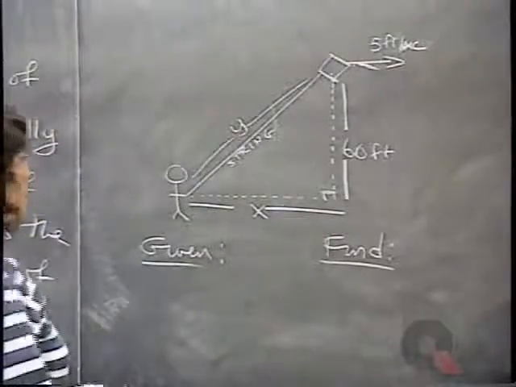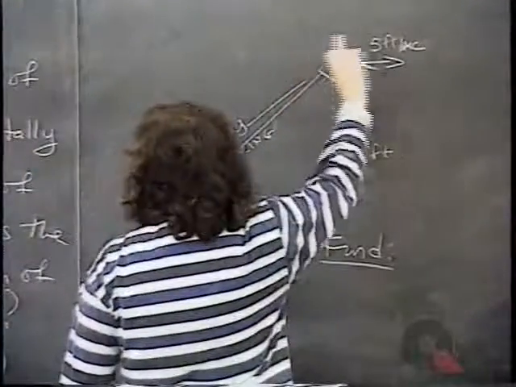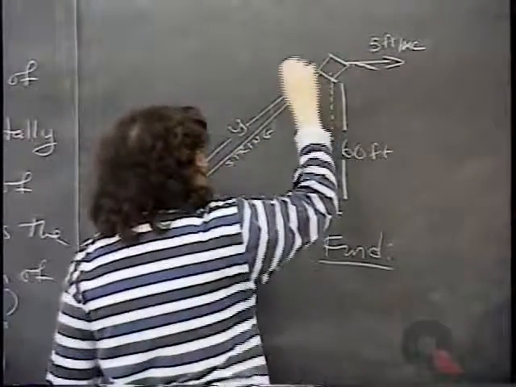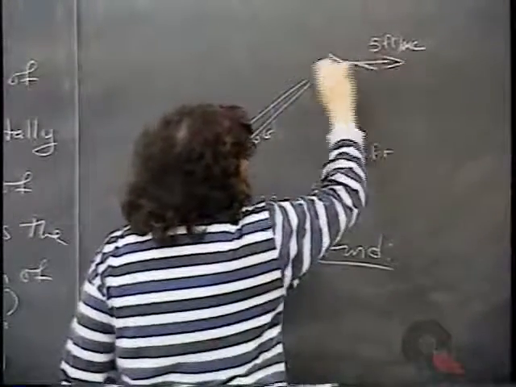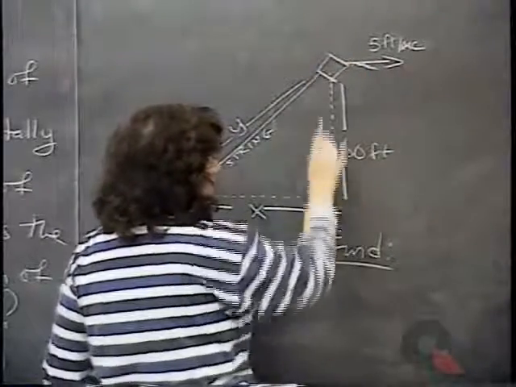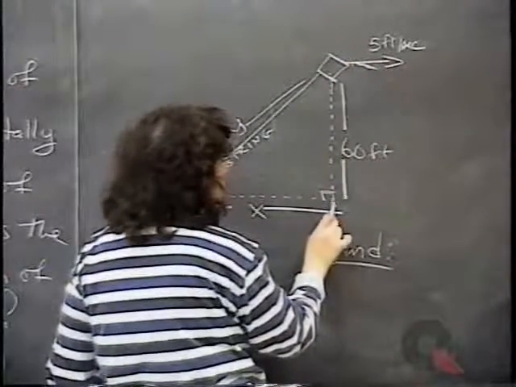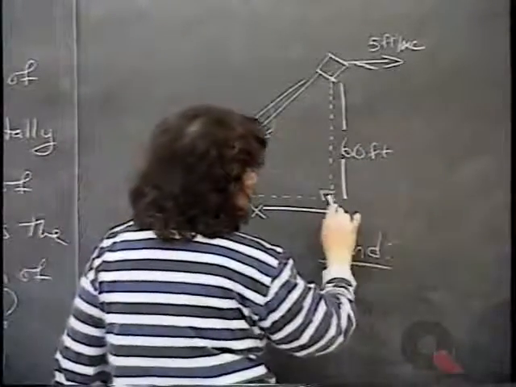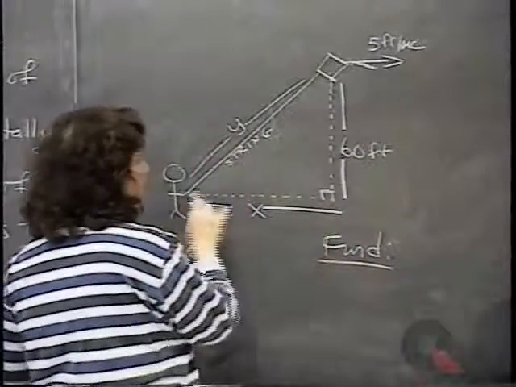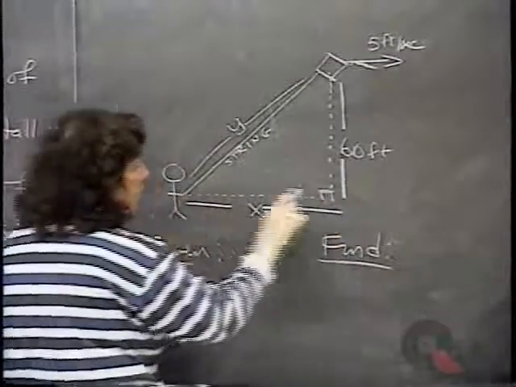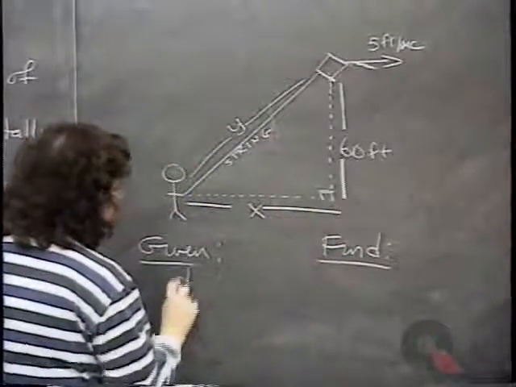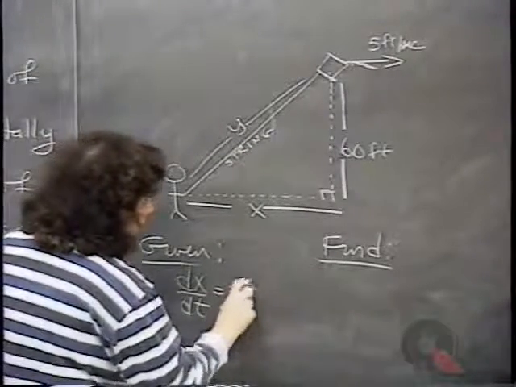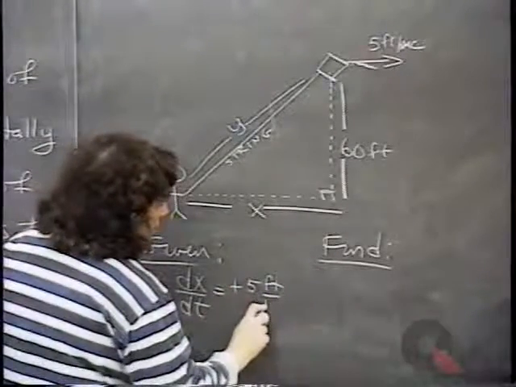We're given that the kite is flying horizontally away from the boy at the rate of 5 feet per second. So if the kite is moving in this direction horizontally at 5 feet per second, then this imaginary point underneath the kite is also moving at the rate of 5 feet per second. And since x is the distance between that point and the boy, we assume that dx/dt is plus 5 feet per second.